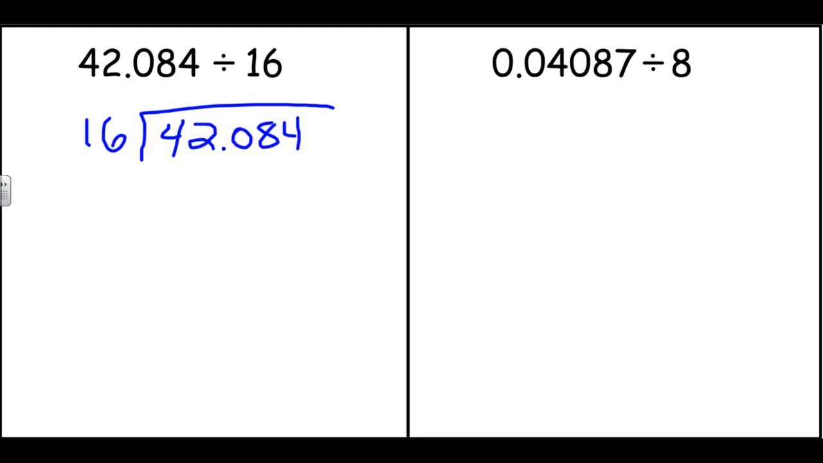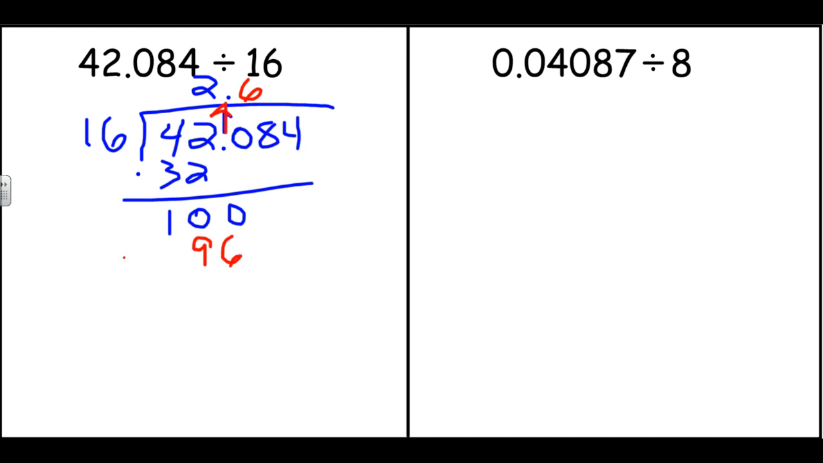So here we have 42.084 divided by 16. 16 goes into 42 twice. 16 times 2 is 32. Becomes 100. Now we add the decimal point, because that's where the decimal point is in the dividend. 16 goes into 100 6 times. 16 times 6 is 96. Subtract that out, get 48. It goes into that 3 times, because 16 times 3 is actually 48.